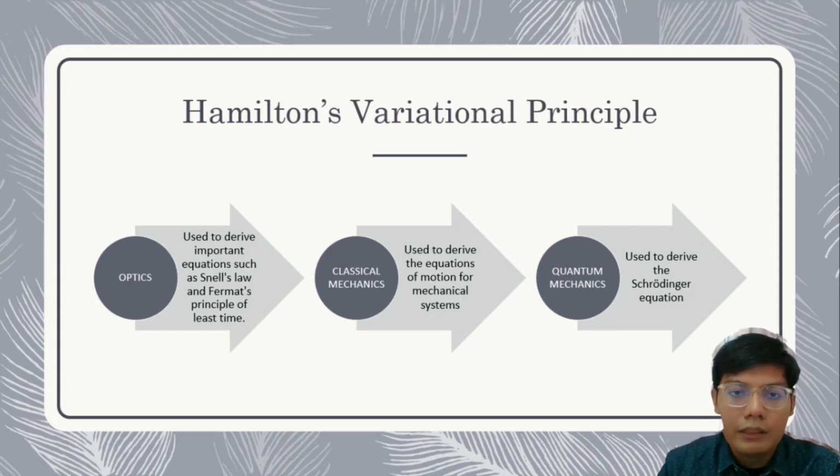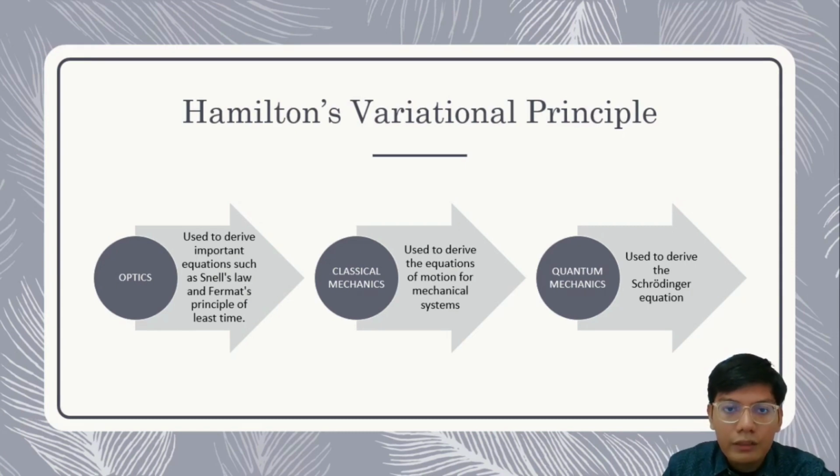In classical mechanics, Hamilton's variational principle provides an alternative approach to Newton's laws of motion. By minimizing the action integral, one can derive the equations of motion for mechanical systems such as the differential equation of motion for a simple pendulum. This principle is widely used to study dynamics and motion in various engineering applications.